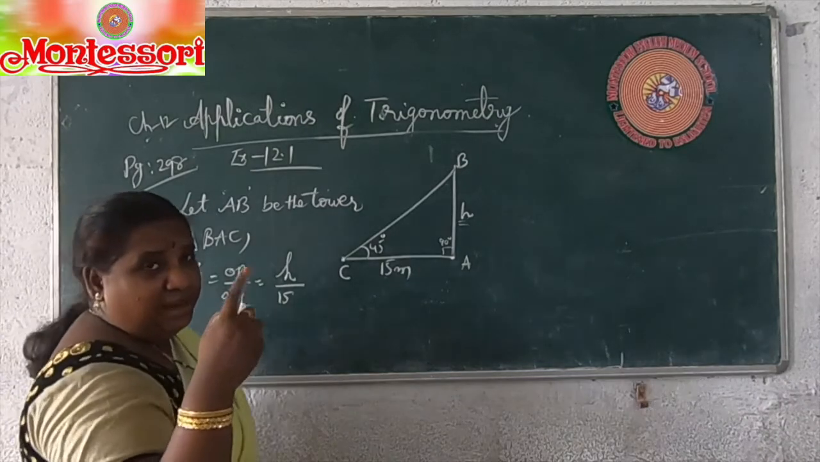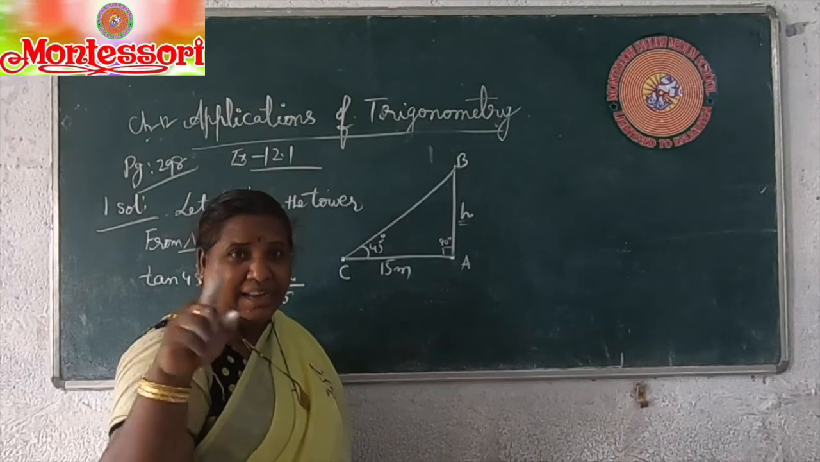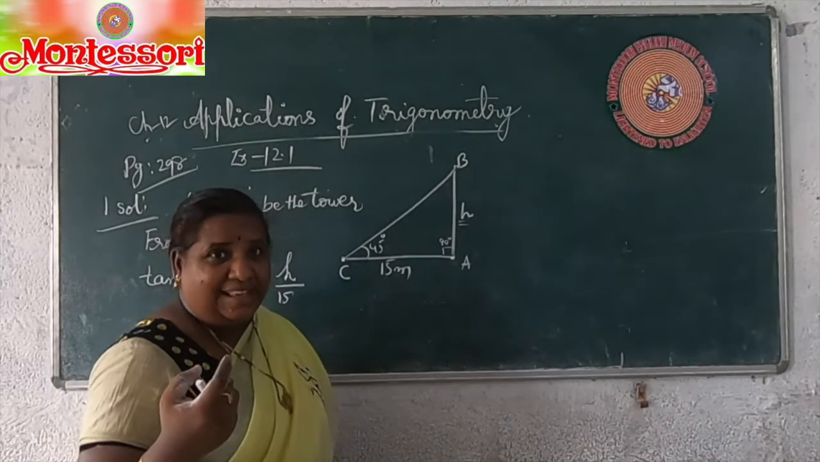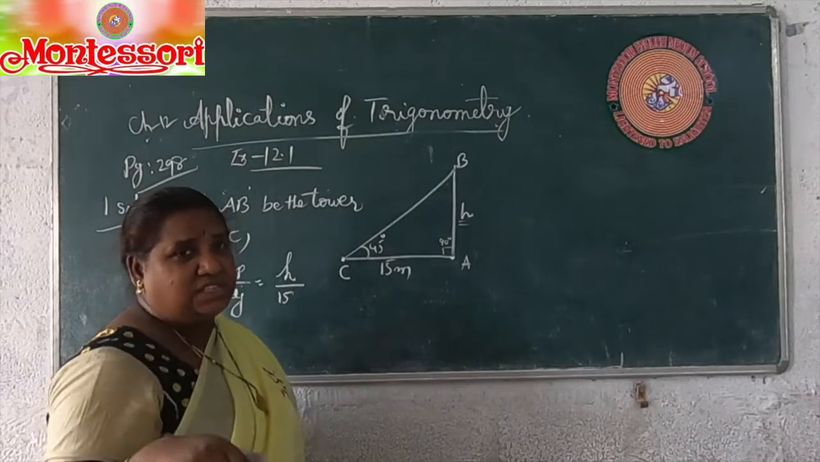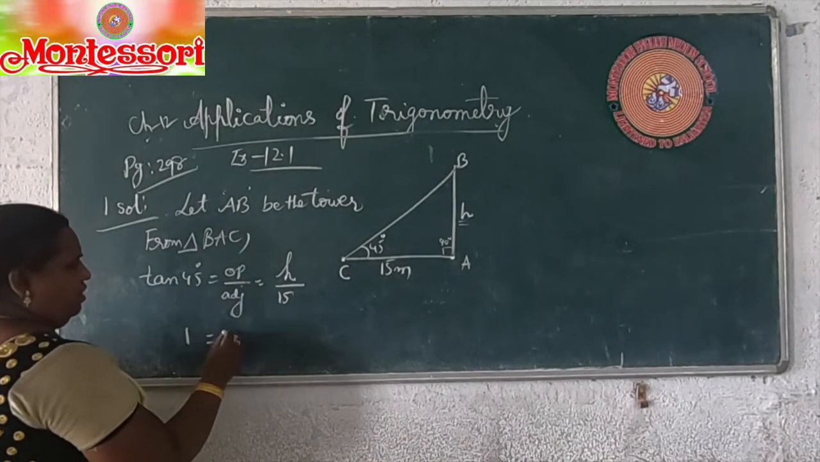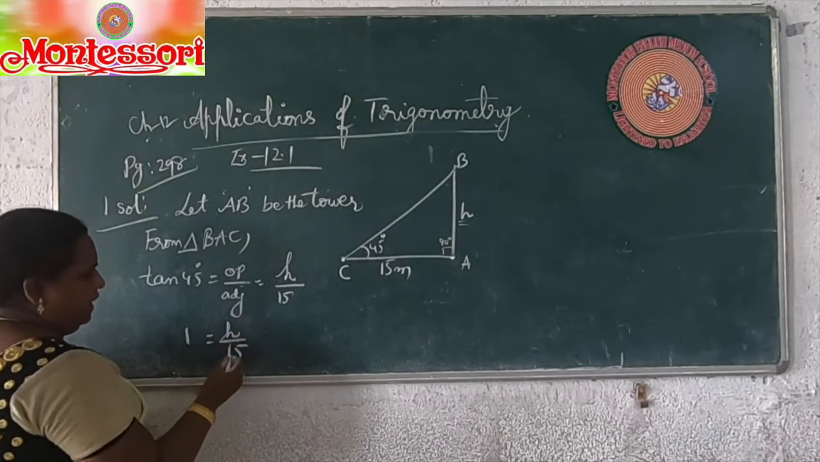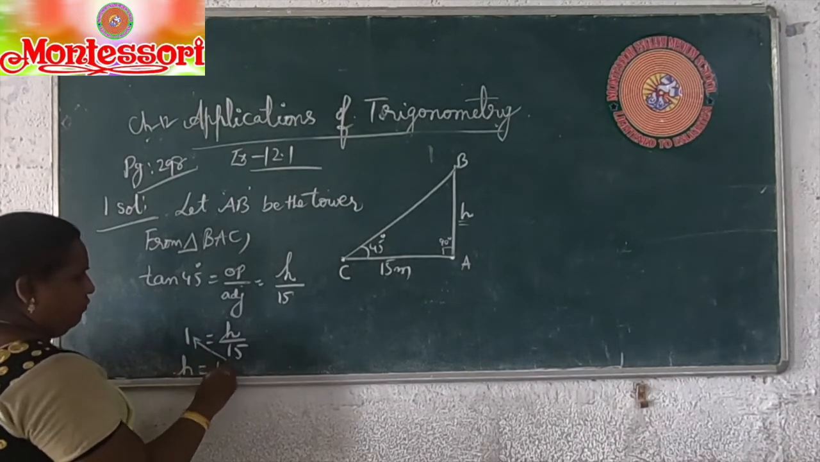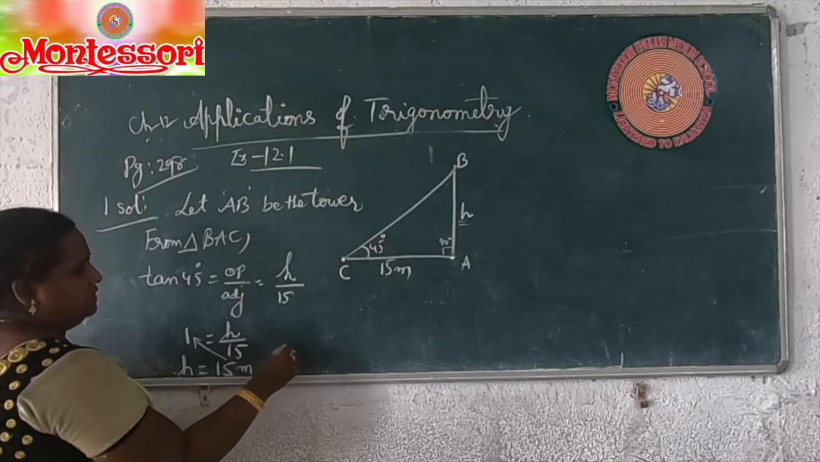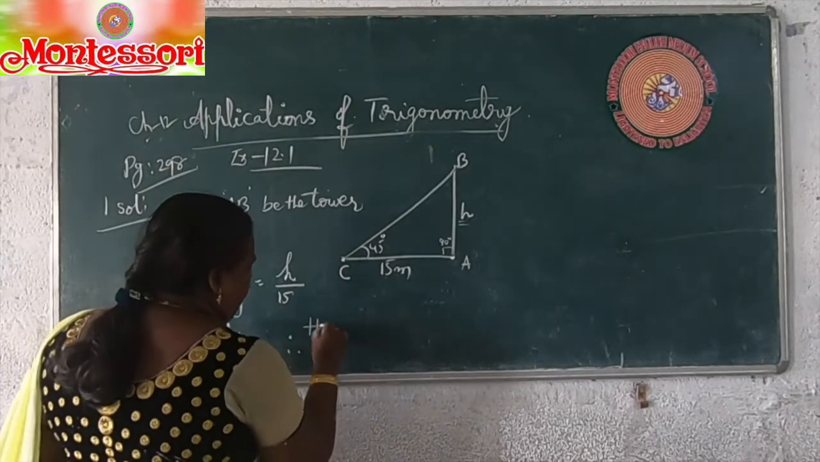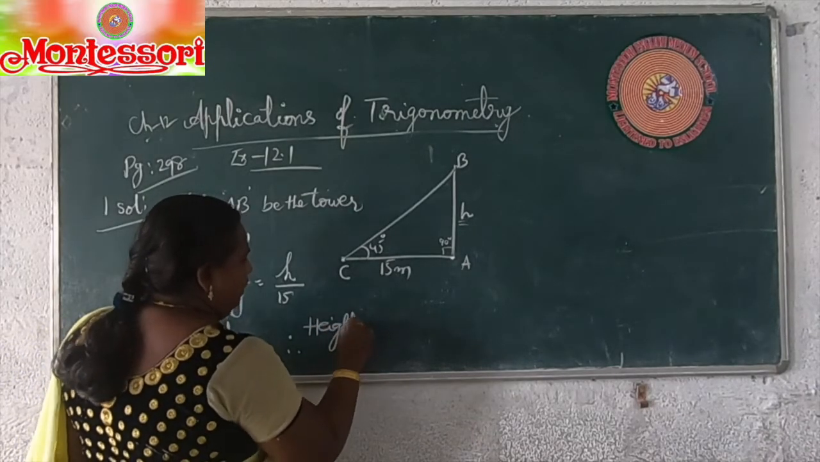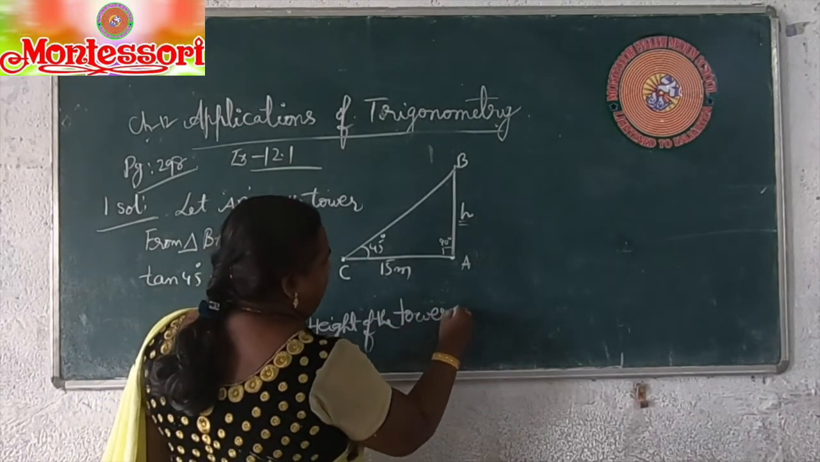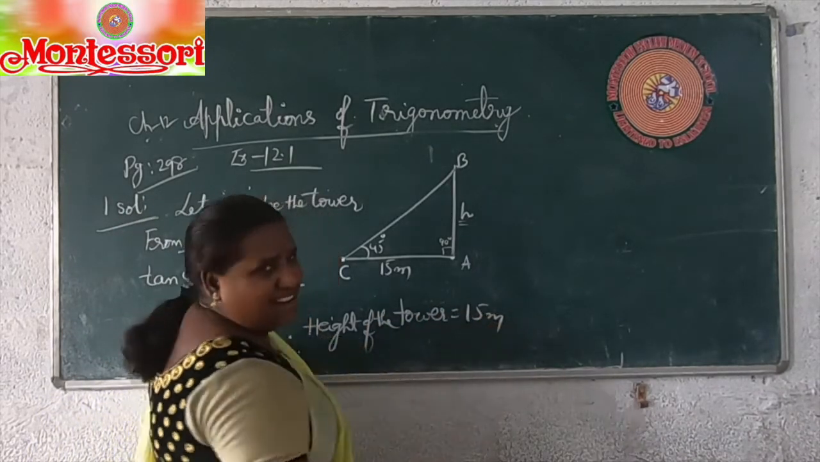I know that tan 45 is 1. In exercise 7.2 we got one table: tan 30, tan 45, tan 60, tan 90 like this. So once again you recall those table values. Then 1 is equal to H by 15. Cross multiplying, H is equal to 15 meters. Therefore, the height of the tower is equal to 15 meters. Easy or not?